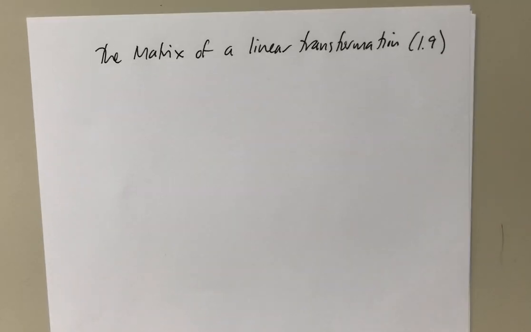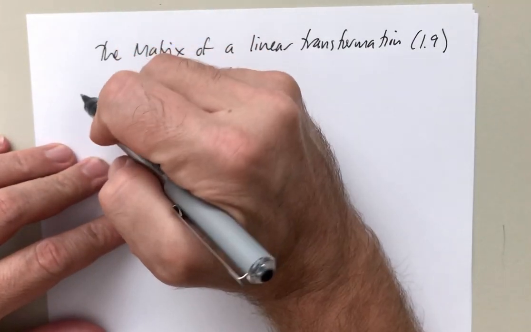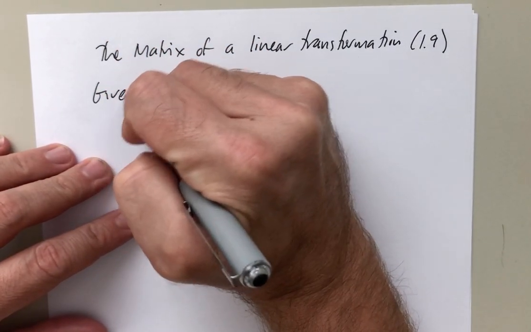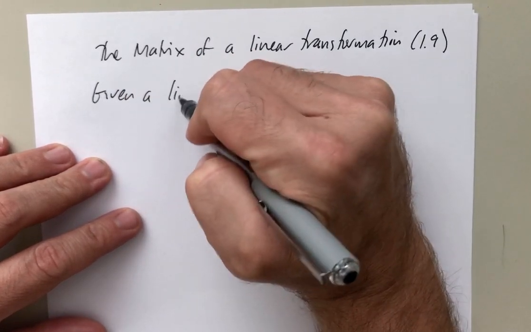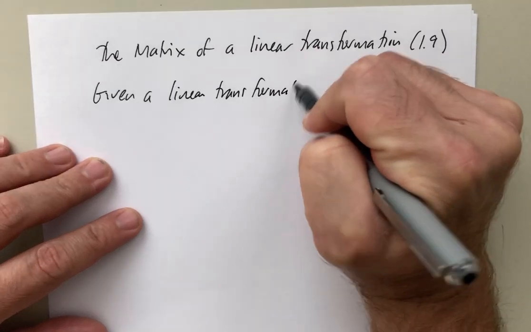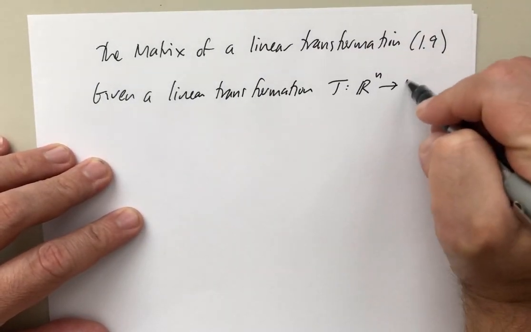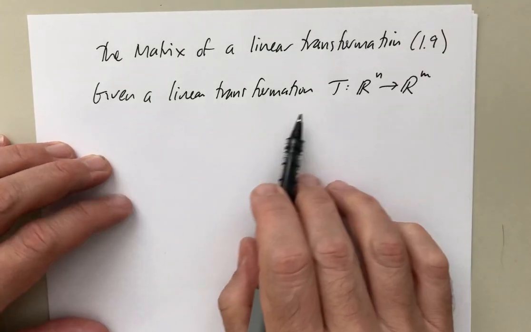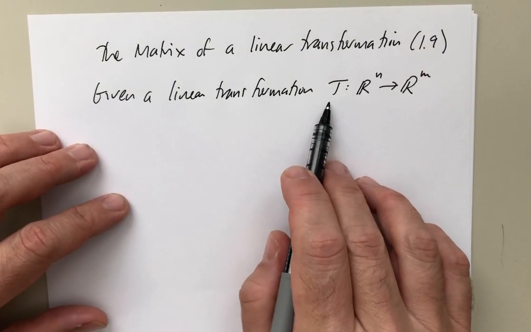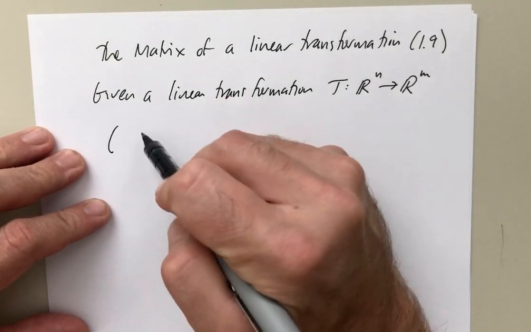Hello everyone, today we'll talk about the matrix of a linear transformation, material from 1.9. So the idea is that, given a linear transformation, say from Rn to Rm, remember this is just a function, if you like, that eats vectors in Rn and spits them out in Rm, and satisfies two things, right?